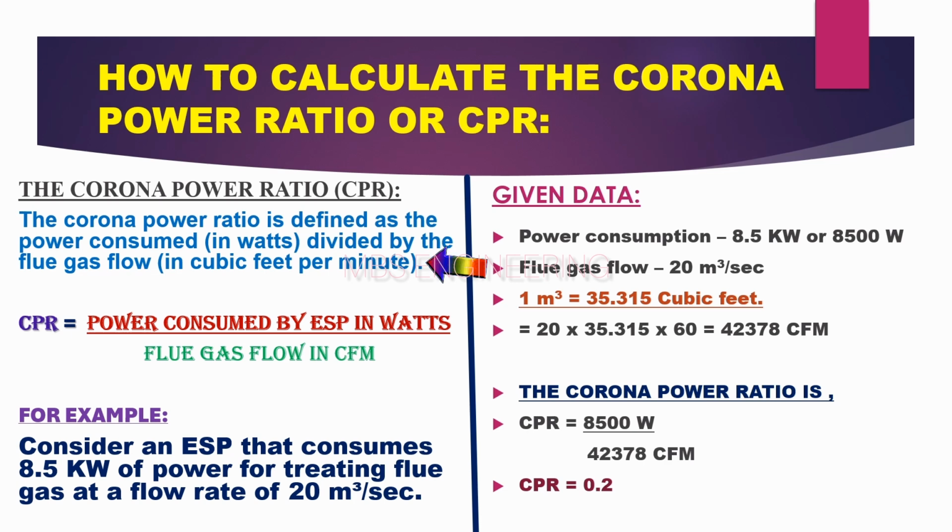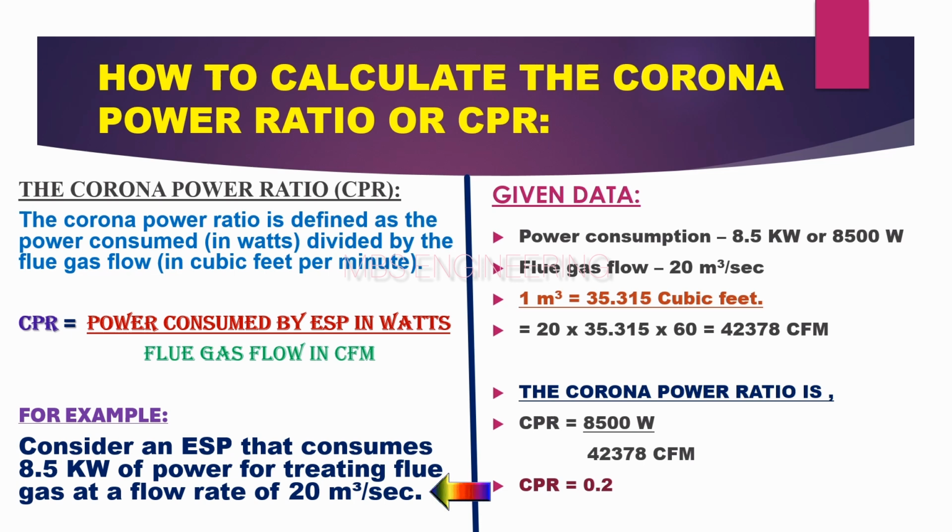The corona power ratio is defined as the power consumed, in watts, divided by the flue gas flow, in cubic feet per minute. The formula for the corona power ratio is CPR equals power consumed by the ESP in watts divided by flue gas flow in CFM. Next, how to calculate the corona power ratio in the below scenario.